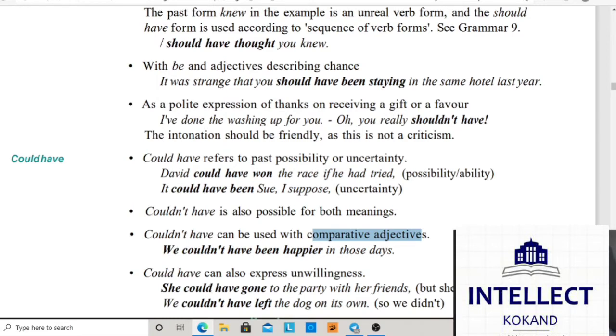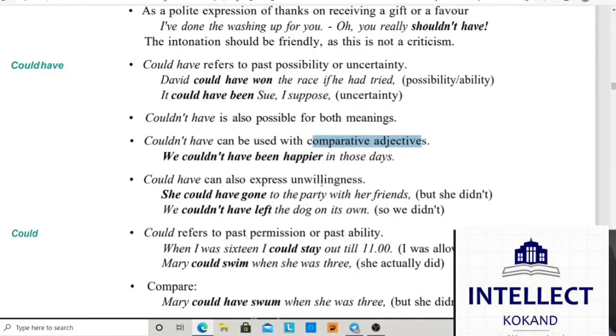Could have also expresses unwillingness. You don't want to do it, yeah? She could have gone to the party with her friends, but she didn't. So if somebody didn't do something, why didn't Shehzad come today? Could he come? Yeah, he could come. He could have come here today. Maybe it was his unwillingness that he didn't come. We couldn't have left the dog on its own. So we didn't do it because we didn't want to leave the dog, right?